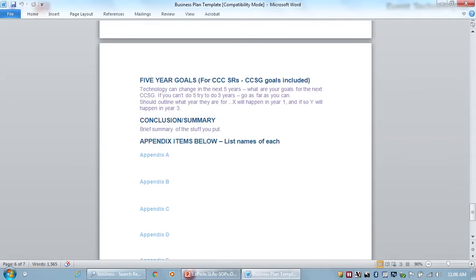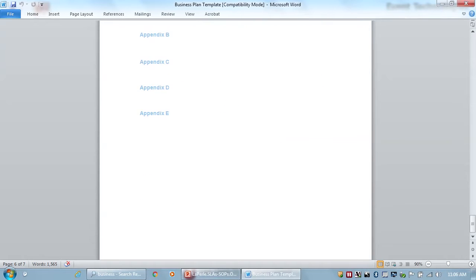And then what are your 5-year goals and conclusion and summary? They kind of go hand in hand with one another. So talk about, and it should have been reflected in your 5-year budget, what is going to happen and where you anticipate being at the end of 5 years. And then start into your conclusion, just a brief summary of everything that you have just talked about. Then you can list all of your appendices.